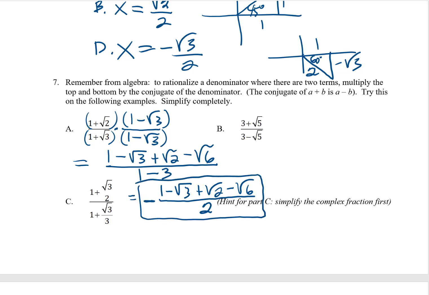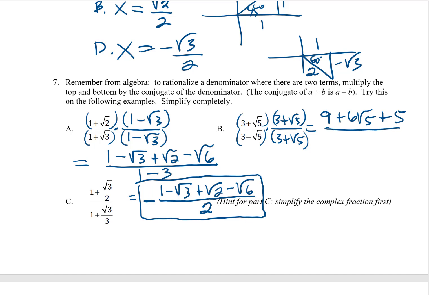Let's try part B. Obviously, the conjugate is going to be 3 plus root 5, top and bottom. That creates for me these two FOIL problems. The top, let's see, I have 3 times 3 is 9. The inner and outer are going to be the same. I have a 3 root 5 plus another 3 root 5 is going to make 6 root 5 in all. And root 5 times root 5 is 5.